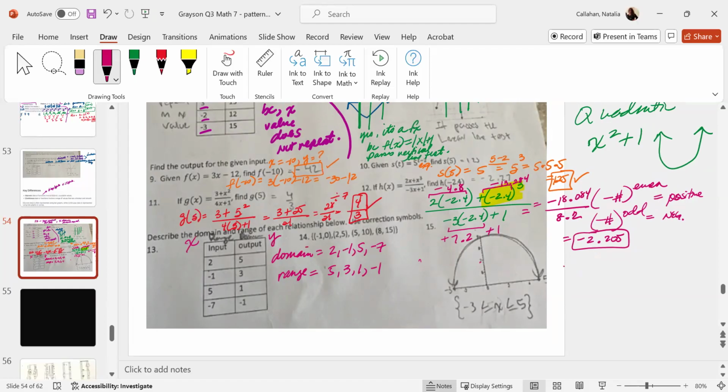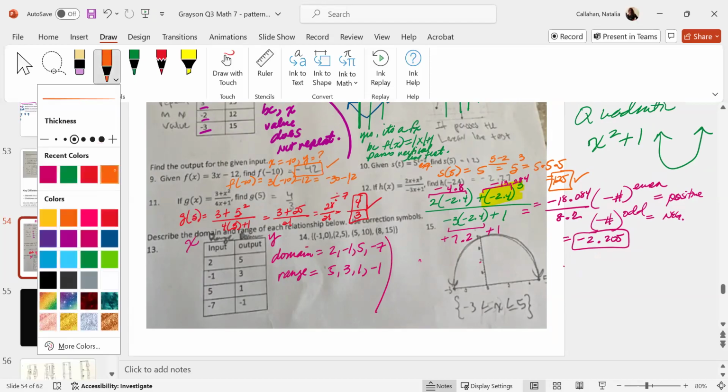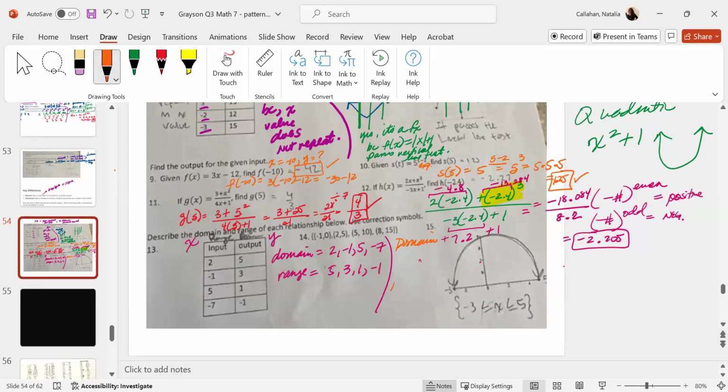And for number 15, what is that? Is it the domain or is that the range? It says describe the domain and range. The first thing you have to be doing is writing down the word domain and range. Because what is this? Is that the domain or is that the range? How the heck would I know? Can we put a little bit of effort and like tact into this?